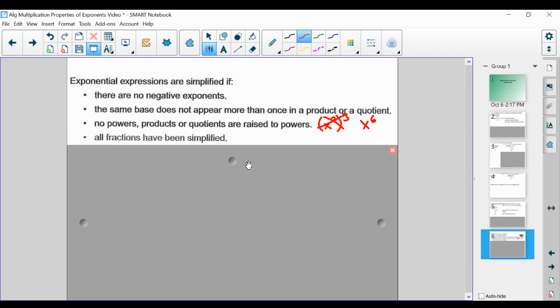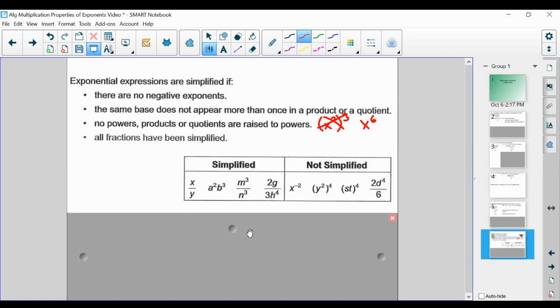And all fractions have been simplified if possible. Here is a quick diagram for you to look through things that are simplified and things that are not simplified. So we have no negative exponents. The same base does not appear more than once. There's no powers getting raised to a power, and all fractions are simplified.